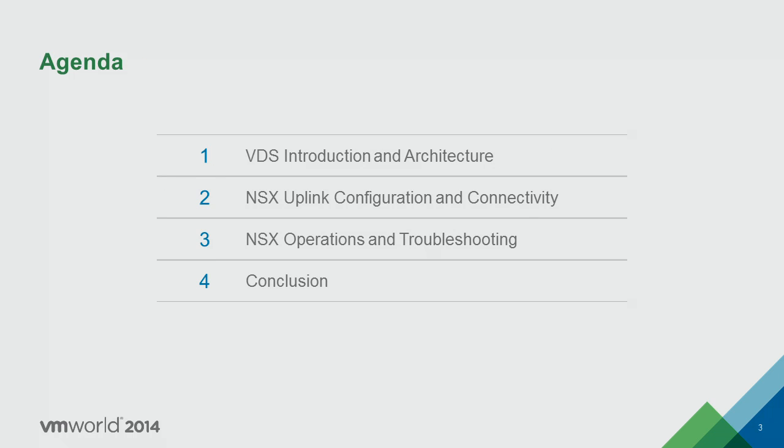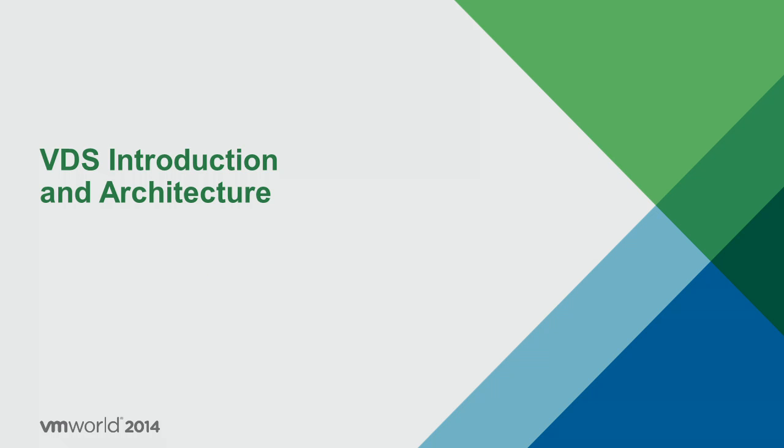So I'm going to start with a few words on the agenda. Three main sections. The first section will introduce a few concepts about the VDS, something that will be necessary for the next part. Then one of the main sections will present the uplink connectivity, how to properly configure and connect your switch to the physical infrastructure, and the last part includes some troubleshooting and operation topics.